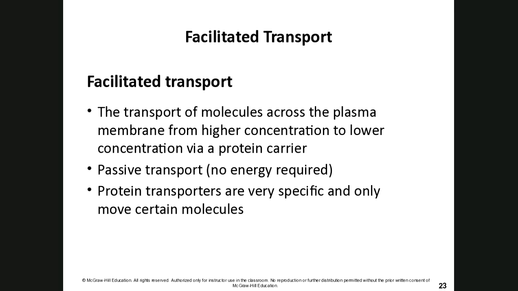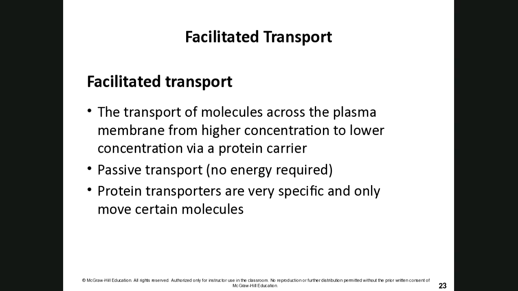So other types of transport, still in the passive transport category, because remember we have passive transport and active transport that we're going to talk about today, is facilitated transport. So this is a transport of molecules across the membrane from an area of higher concentration to lower concentration, but unlike diffusion, they can't just go across the plasma membrane. They have to actually go through a protein carrier. Like diffusion, the cell still does not have to expend any energy, so we consider it passive transport.